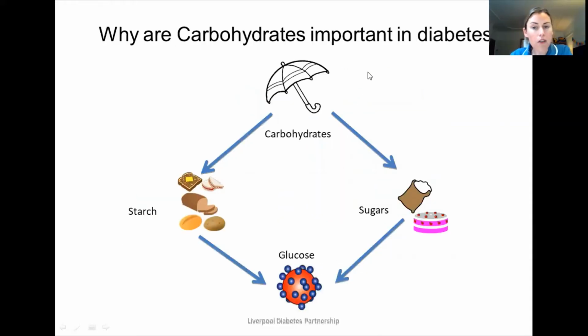So why are carbohydrates important in diabetes? Well, the reason is the more carbohydrates you have, the higher your blood glucose levels will be. Within the carbohydrates, there's two main types: the starchy carbohydrates and the sugary carbohydrates. All of these foods break down to release glucose into the bloodstream.